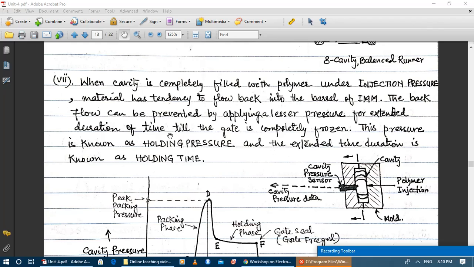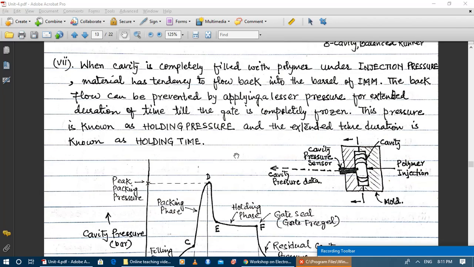Okay, so this holding pressure is also being applied by the tip of the screw. Injection pressure is also being applied by the forward motion of the screw, and holding pressure is also being applied by the reciprocating screw.